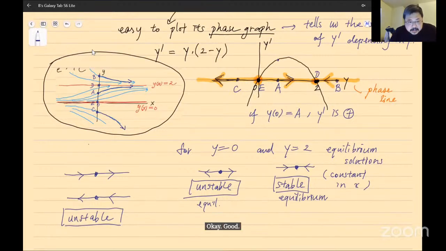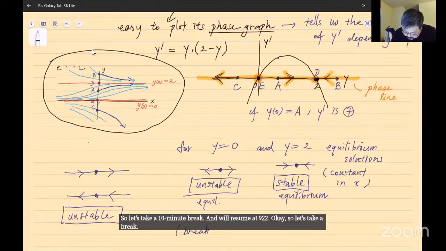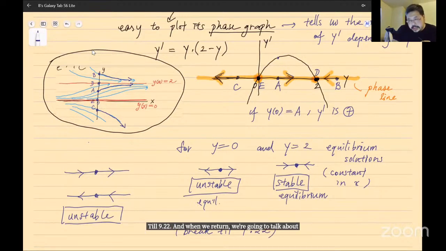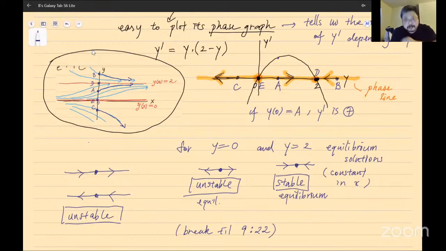Okay, so let's take a 10-minute break and we'll resume at 9:22. When we return, we're going to talk about another type of differential equation that we can solve called linear first order differential equations. So go stretch and take a break. And I'm going to take a break as well.